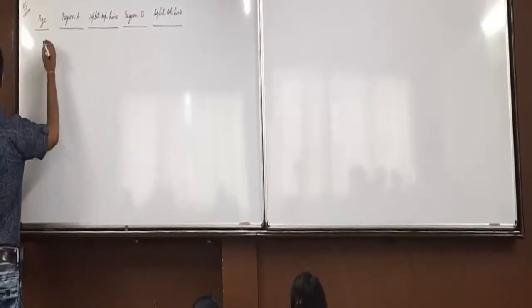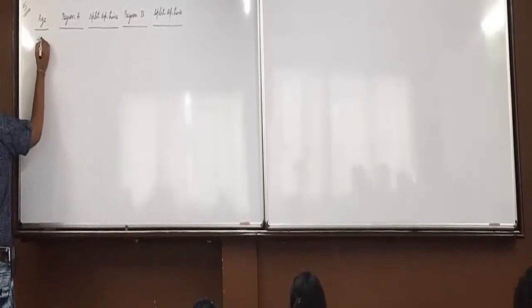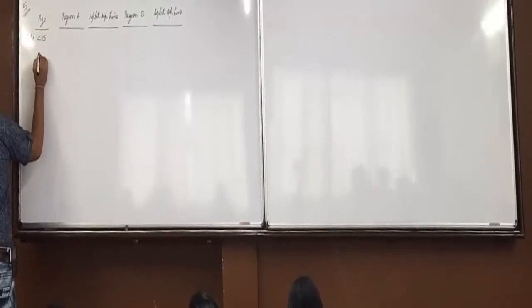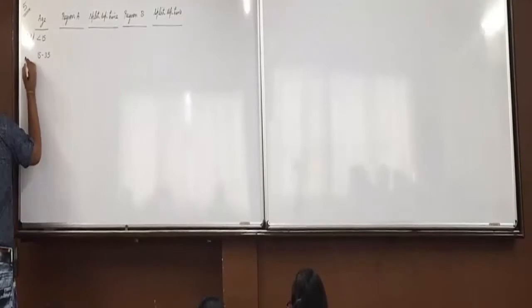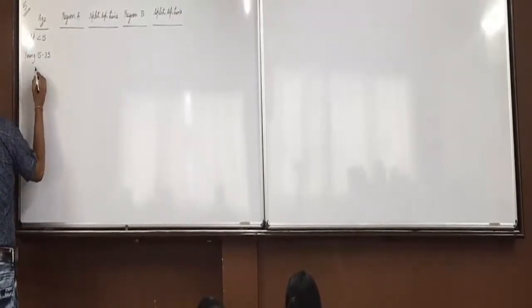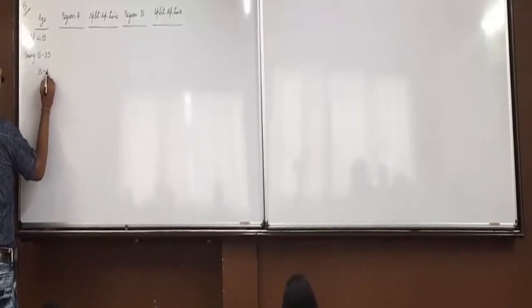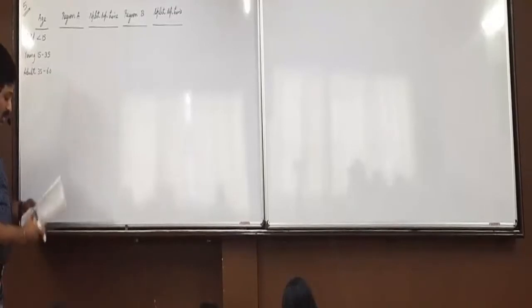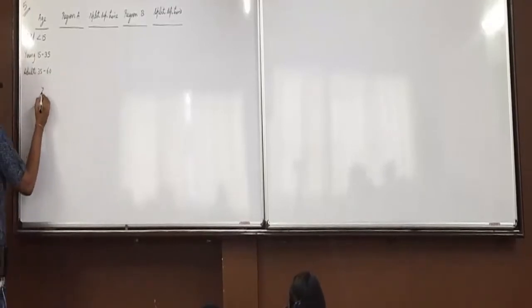Okay? Age you can say less than 15, that is child. 15 to 35, that is young. 35 to 60, that is adult. And more than 60, that is old.